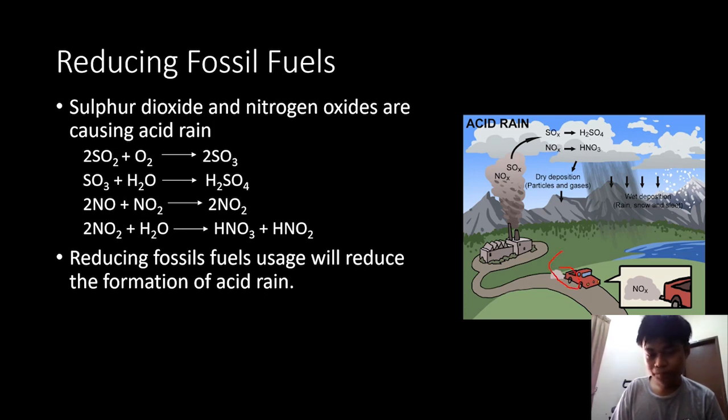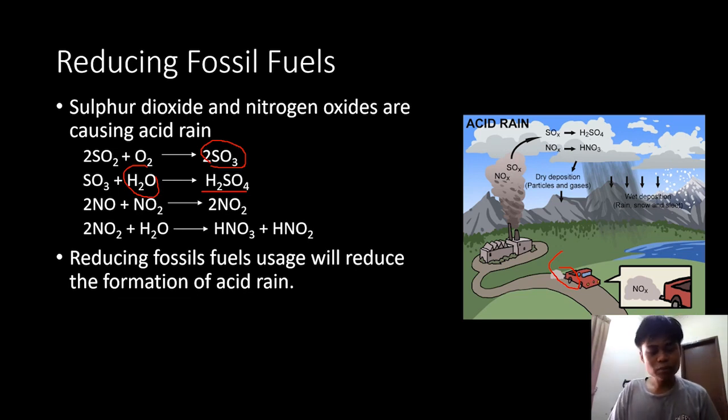Factories also release oxides of nitrogen as well as sulfur dioxide to the atmosphere. When the sulfur dioxide is exposed to the air, it will react with oxygen to produce sulfur trioxide, and then the sulfur trioxide will react with water in the air to produce sulfuric acid, which is the acid rain, which will go down to the earth when it is raining.